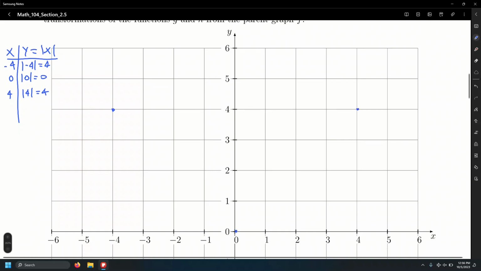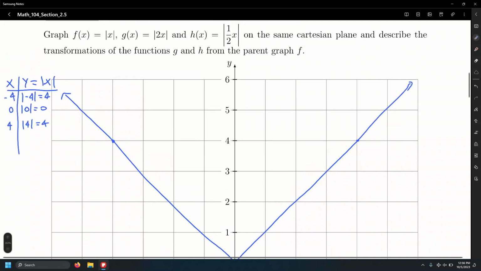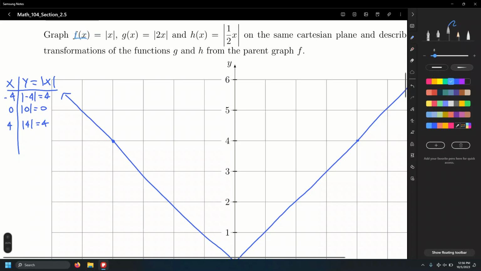All right, so let's draw the graph. It looks like the so-called V-shaped graph, right? The absolute value. Now let's get into the points to graph the other two functions. Let me highlight the original function with blue. And then let me use green for the second function, g of x. And g of x will be scaling the x's by a factor of 2.